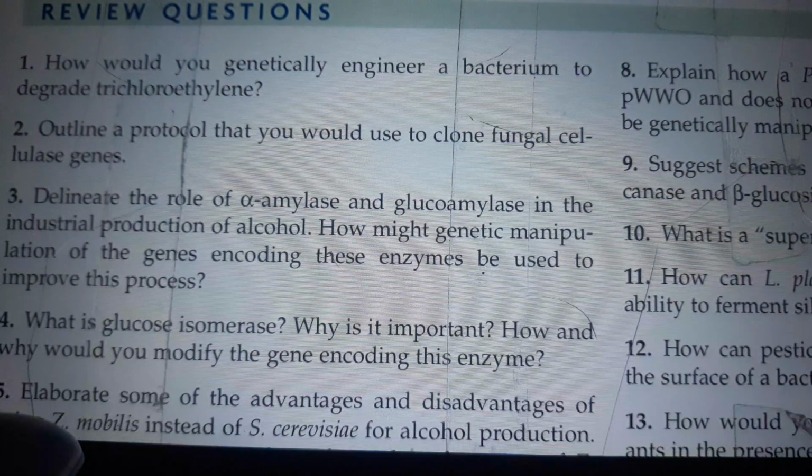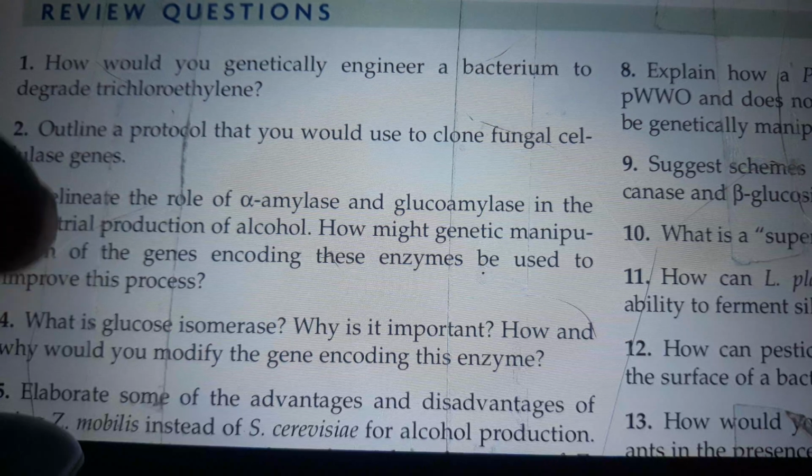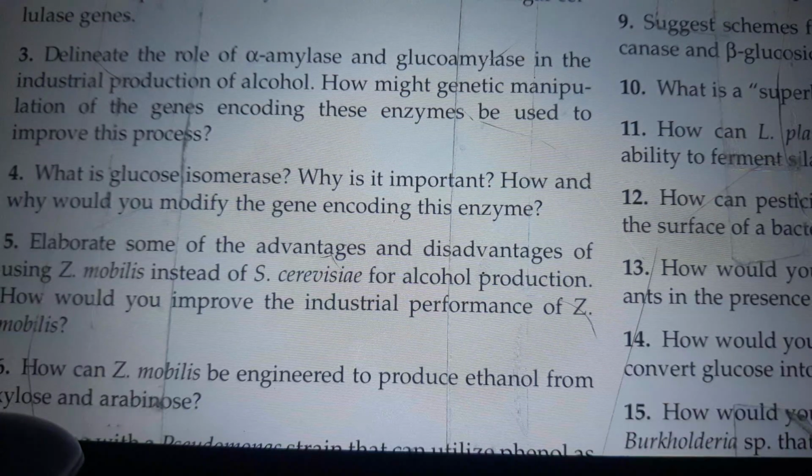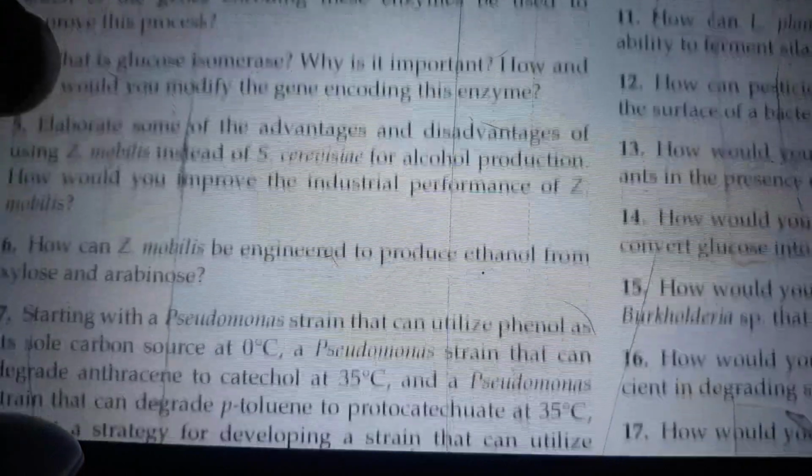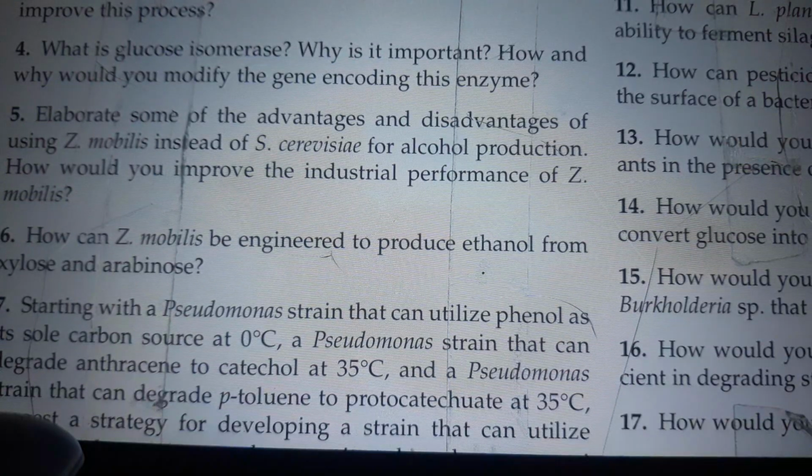1. How would you genetically engineer a bacterium to degrade trichloroethylene? 2. Outline a protocol that you would use to clone fungal cellulase genes. 3. Describe the role of alpha-amylase and glucoamylase in the industrial production of alcohol. How might genetic manipulation of the genes encoding these enzymes be used to improve this process? 4. What is glucose isomerase? Why is it important? How and why would you modify the gene encoding this enzyme?